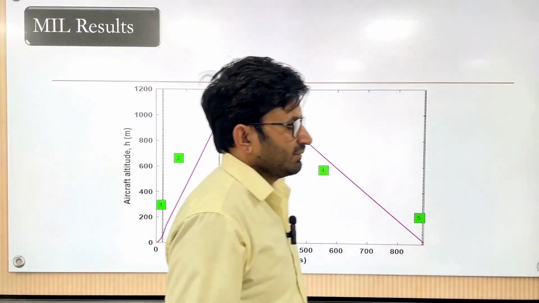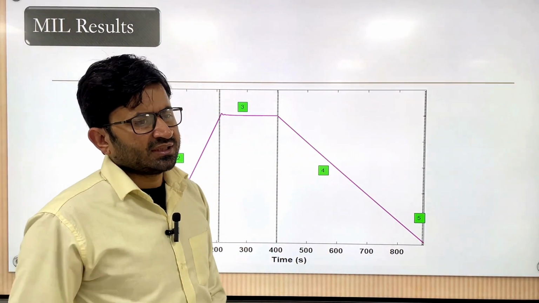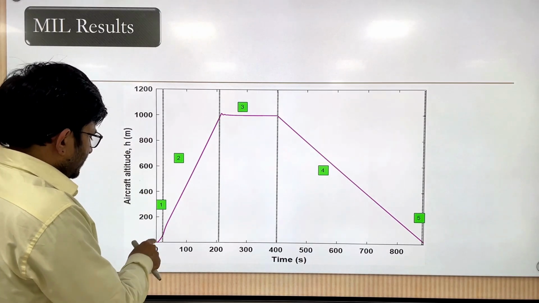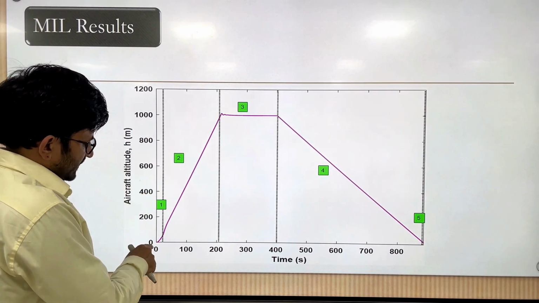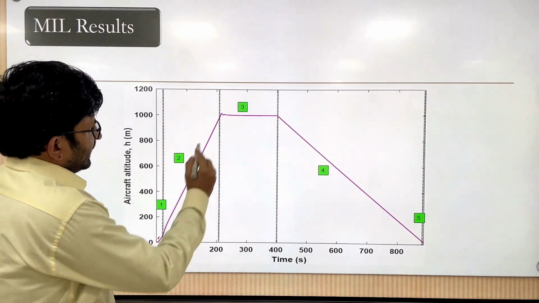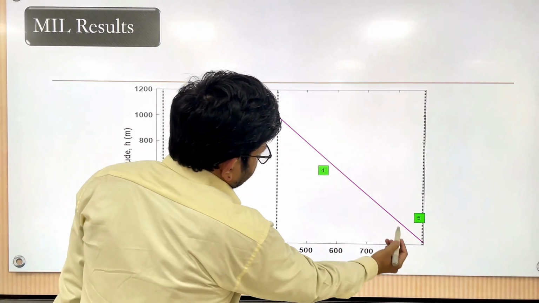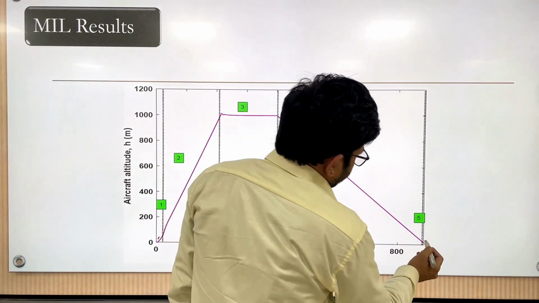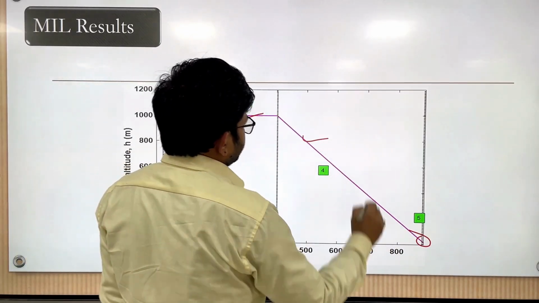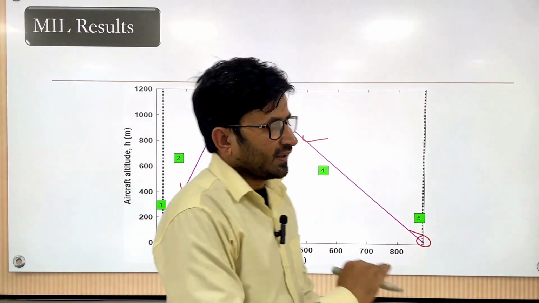So these are the results. In the paper you will see the detailed results, but here I have put only the altitude plots. You can see the climb phase, starting from the takeoff phase 0 to 1, then climb, then cruise, and finally descent, approach, and landing. These are the flight phases you can see.